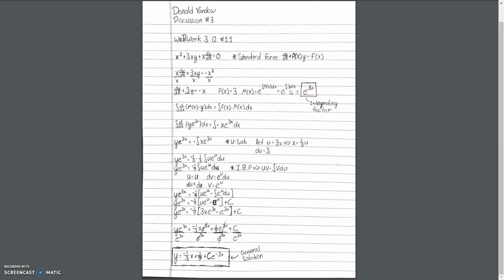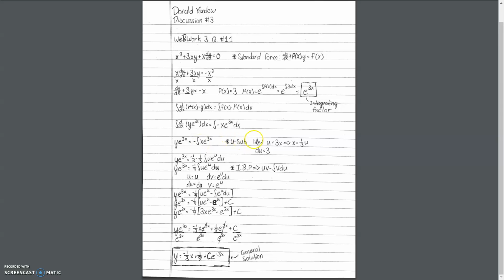Next, we have to set up the equation, which is mu of x times y equals the integral of f of x times mu of x dx. Now we can substitute in everything we need. We are left with y times e to the 3x equals the integral of negative x times e to the 3x. I brought the negative outside of the integral just to make life a little easier when integrating, but it's up to you how you go about solving it.